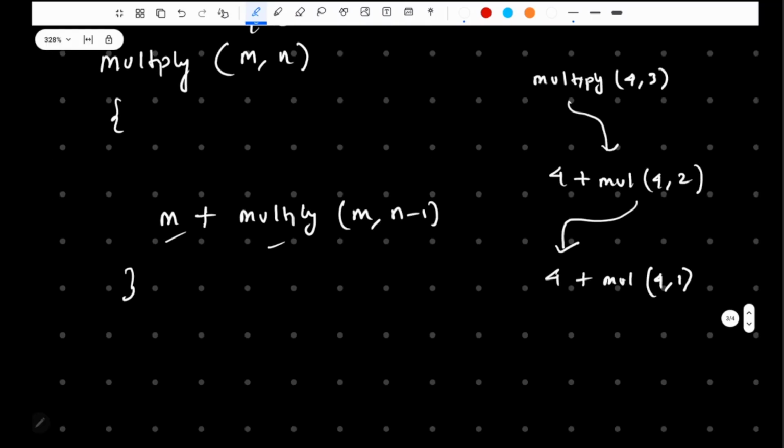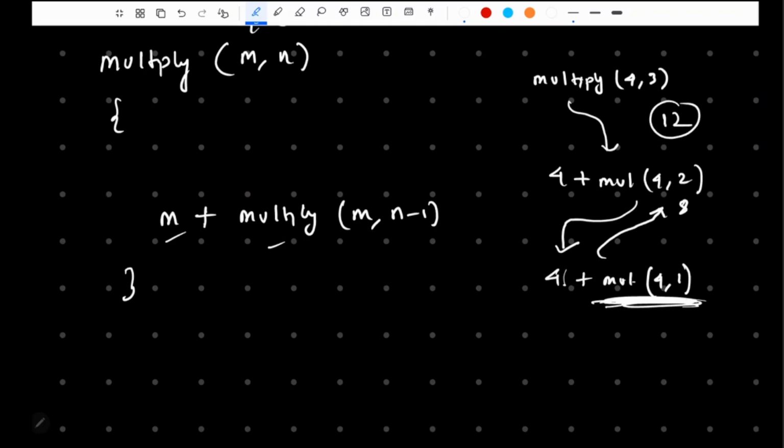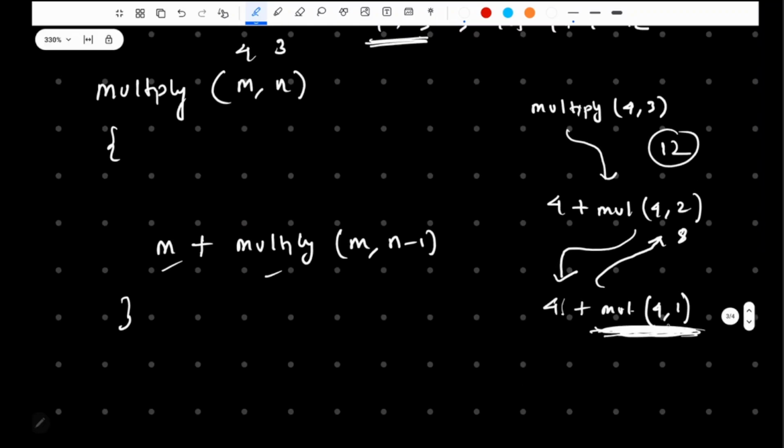As we have discussed in recursion, you should at least know the output of the base case. Here we can take this as the base case, because 4 into 1, we know it's 4. So this will return 4. Then 4 plus 4 is 8, so we will return 8 here. 8 plus 4 is equal to 12, so we have got our answer. Let's implement our base case here. The base case is n equals 1. If n is equal to 1, we will return m.